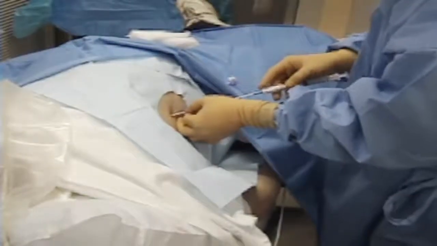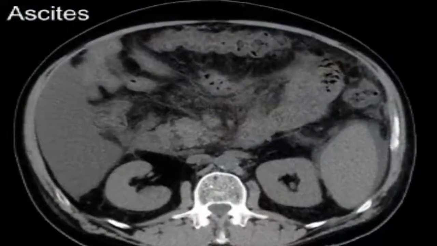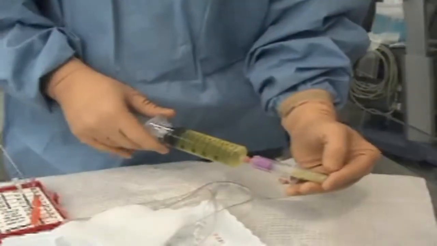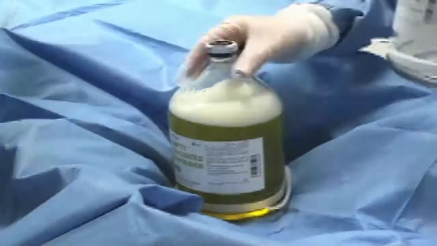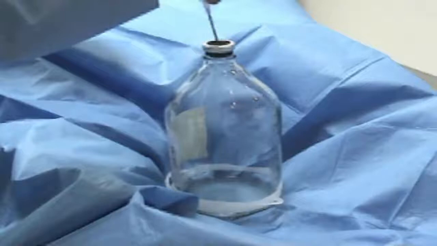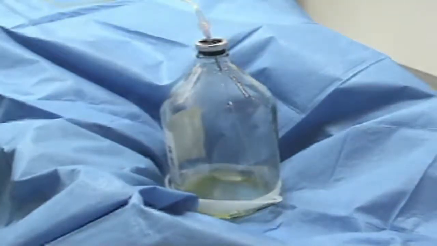Abdominal paracentesis is performed as a diagnostic procedure to establish the etiology of new-onset ascites or to rule out spontaneous bacterial peritonitis in patients with pre-existing ascites. Large volume paracentesis is performed in hemodynamically stable patients with tense or refractory ascites to alleviate discomfort or respiratory compromise.